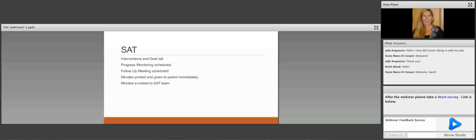So we're not going to schedule a follow-up in 2 weeks. We're really going to say, are we progress monitoring the student twice a week? We really want 8 data points, so 4 weeks from now might be sufficient, just depending on how much progress monitoring we're doing. We print the minutes immediately, give that right to the parent before they walk out the door, and we email the minutes to the FHE team so they have them before they even get back to their classroom.